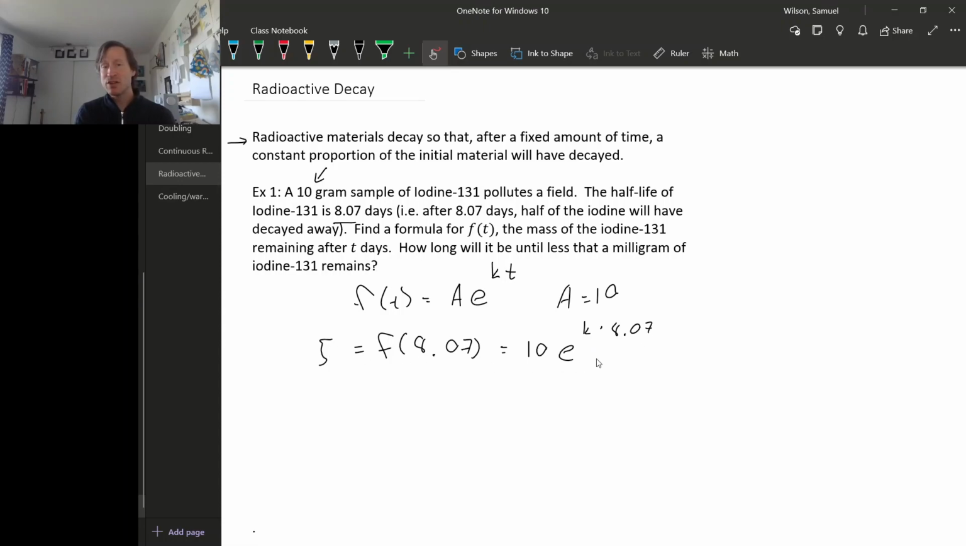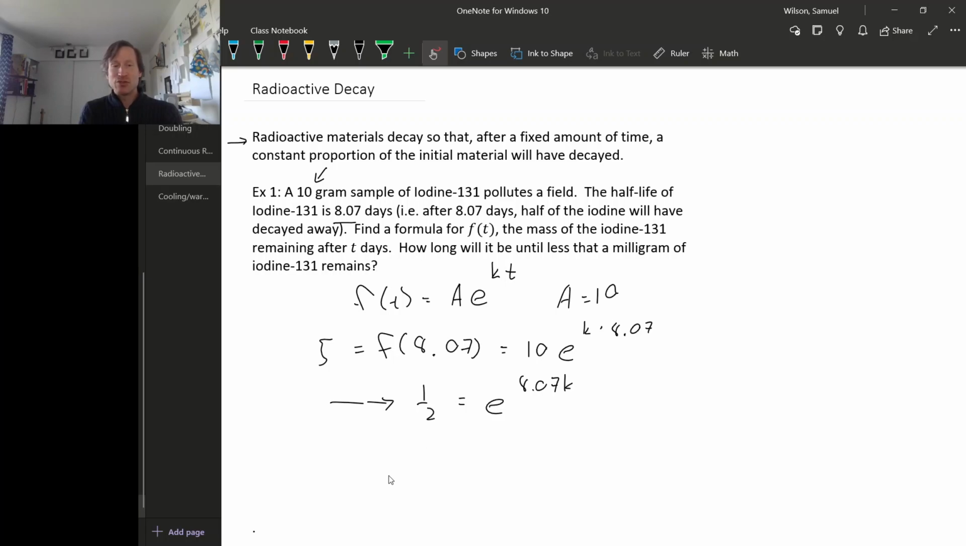Now we have an equation that we can solve for k. Let's divide both sides by 10. We get 1/2 equals e to the 8.07k. Notice that this half is here because we want to know how long until half is left, because 8.07 days is how long it takes for there to be half the amount left. So really, we could have jumped directly to this equation.